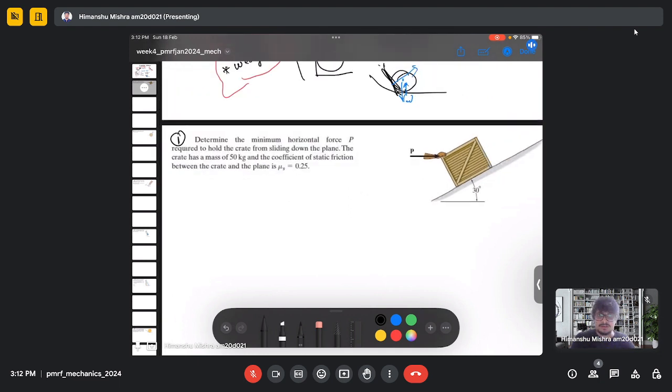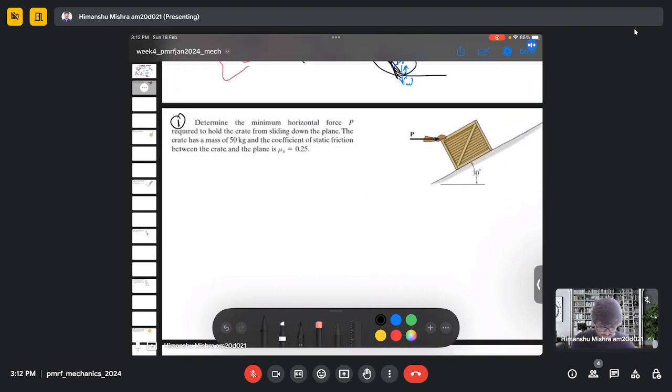So let's start with the first problem. So here we need to determine the minimum horizontal force P required to hold the crate from sliding down the plane. The crate has a mass 50 kg and the coefficient of static friction between the crate and the plane is μs, which is 0.25.